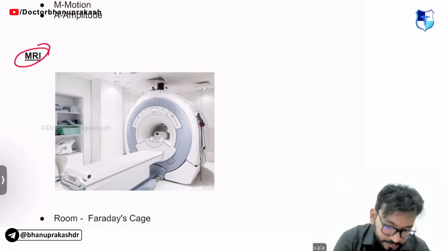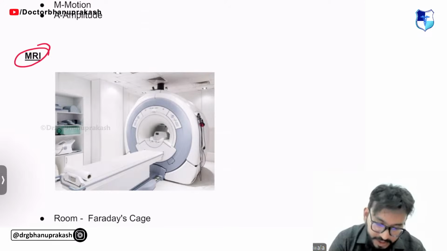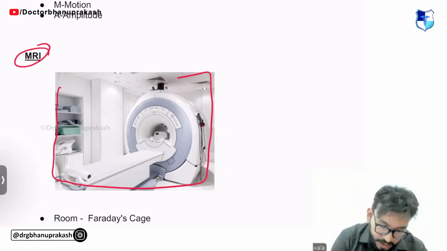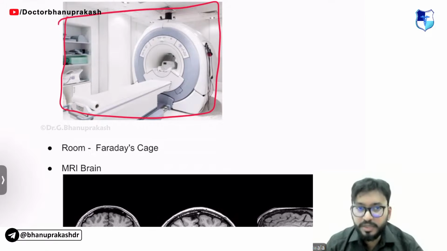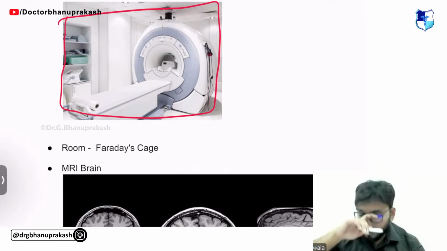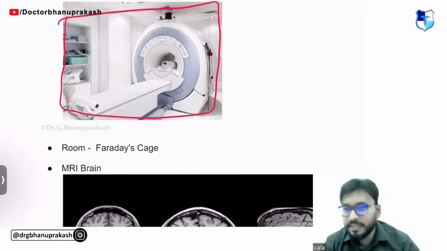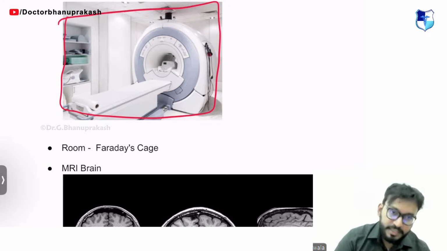Okay, MRI. This is an MRI machine, and this room that you see is lined by Faraday's cage, so that the magnetic field doesn't come outside the room. Okay, this is Faraday's cage.